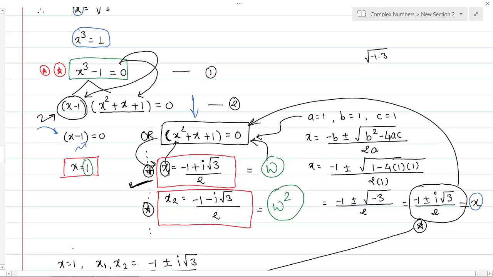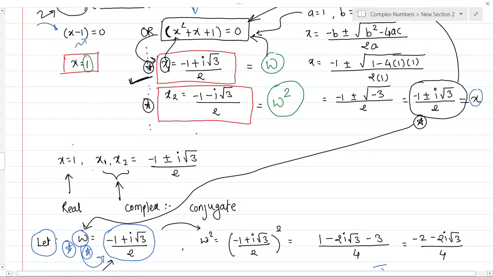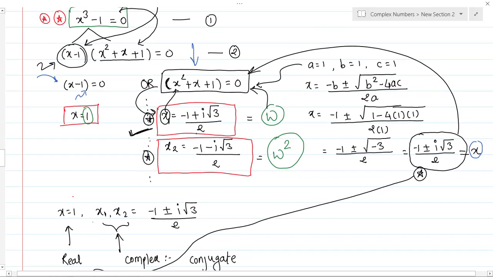Yes, here we have the cube root of unity. See here, x1 ची व्हॅल्यू आणि x2 ची व्हॅल्यू आपल्याला भेटली होती. So x1 is -1 + i root 3 by 2, and x2 is -1 - i root 3 by 2. Okay, and we assume that if this value is w, then the second value becomes w square.